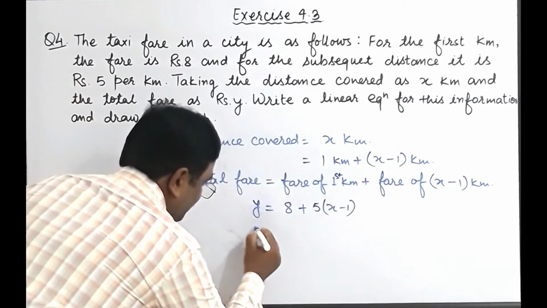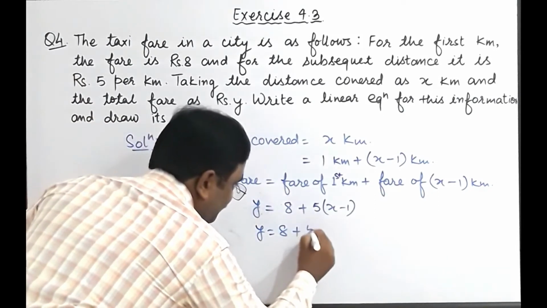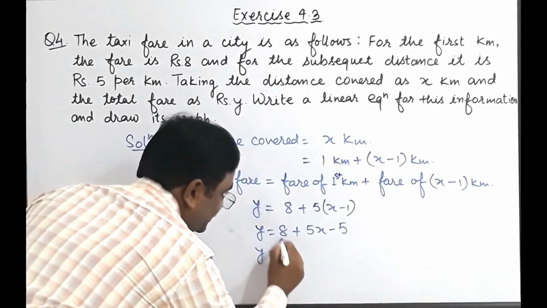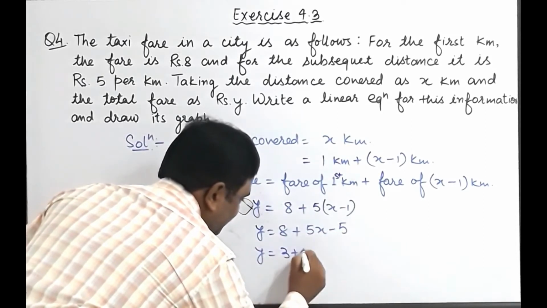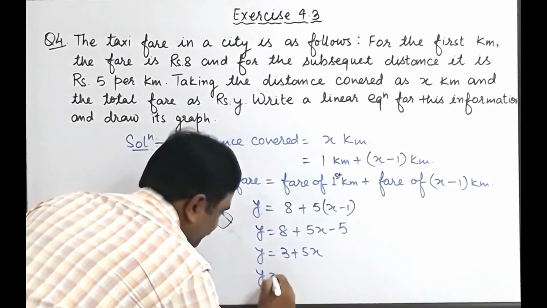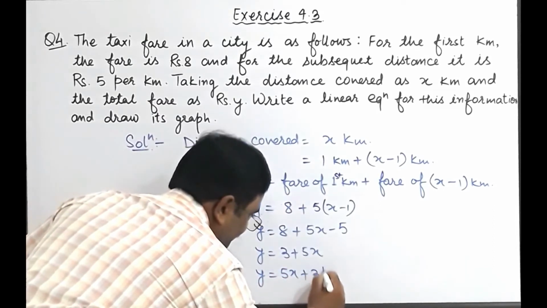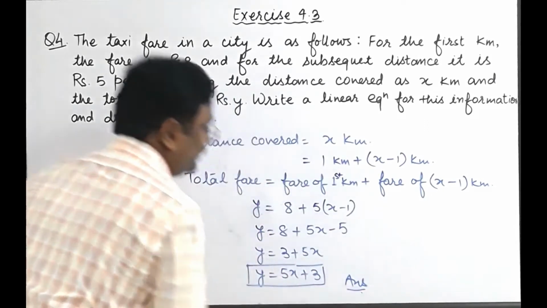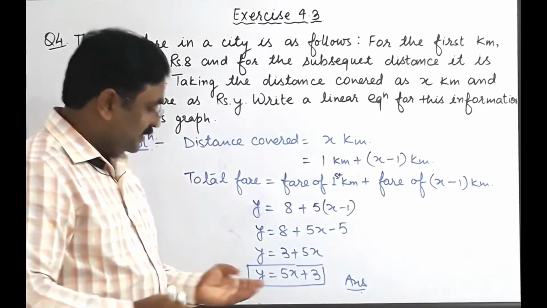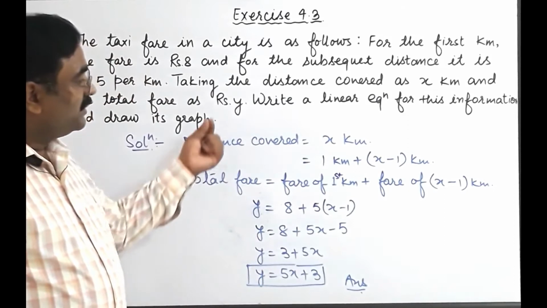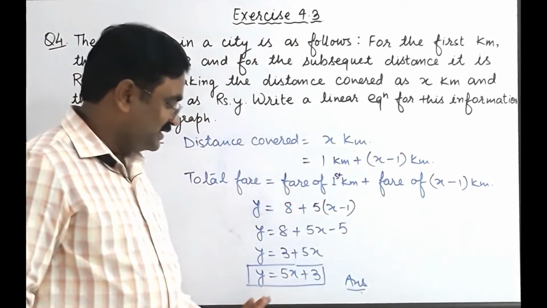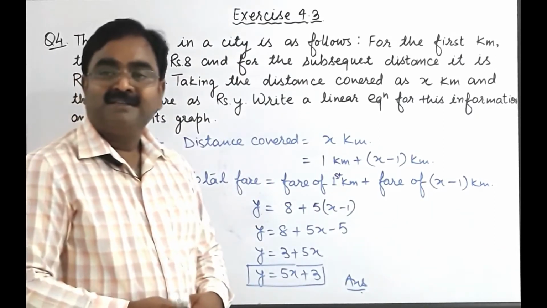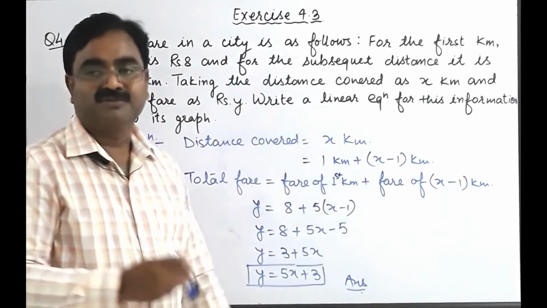Let us solve it. y is equal to 8 plus 5 into x, 5x minus 5. So we will get y is equal to 8 minus 5, which is 3, plus 5x. This can be written as y is equal to 5x plus 3, our required equation. This is the equation as the information is given. y is equal to 5x plus 3. Now let us see the graph of this question also.